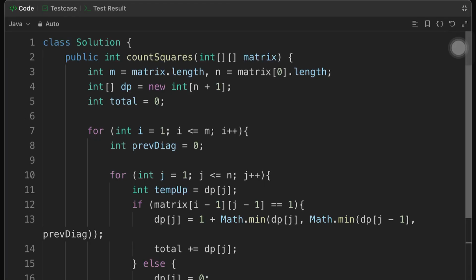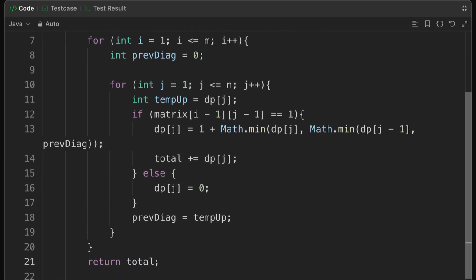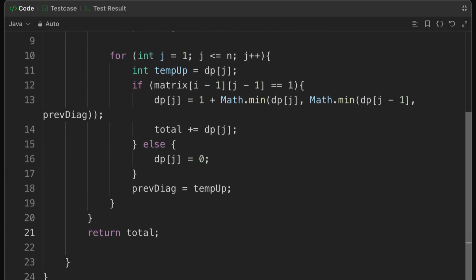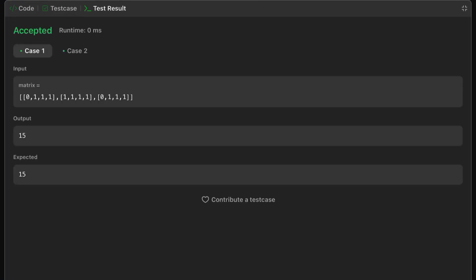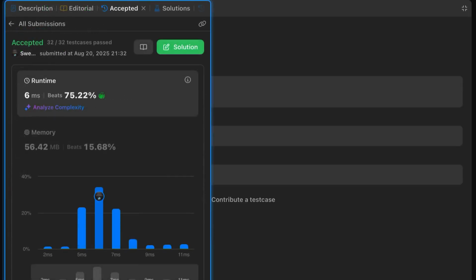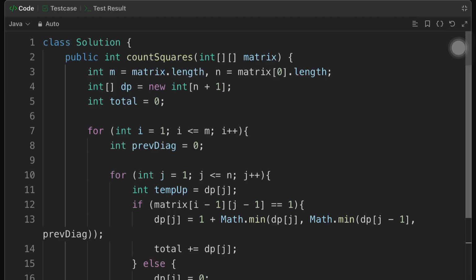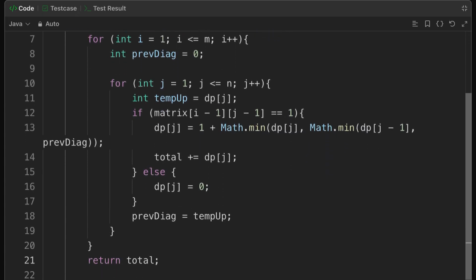Now it's time to code up in Java. The indices are shifted by 1 to simplify boundary cases, keeping dp[0] equals 0. dp[j] before update is up. dp[j minus 1] after update is left. prev_diag is top left. Add dp[j] to total to count all new squares ending at i, j. Java complexity: O(m times n) time, O(n) space.